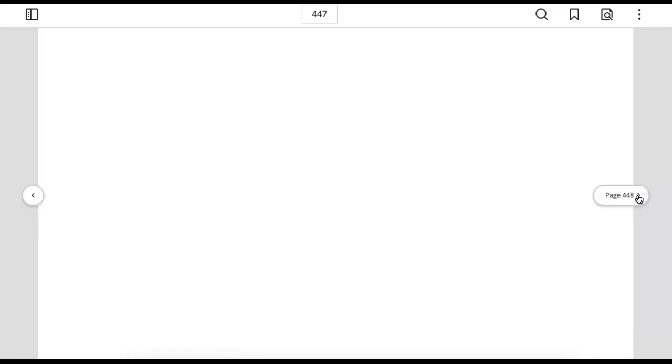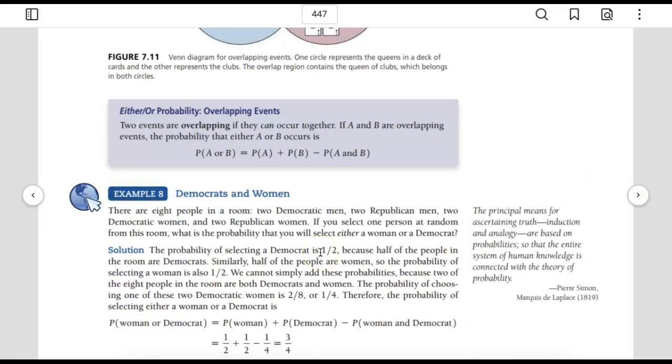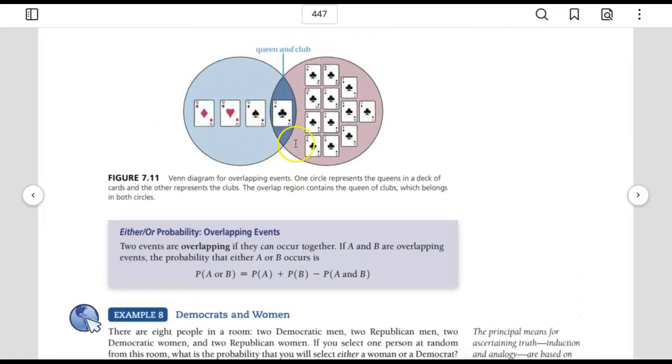And on the next page, we see the formula for finding the probability of overlapping events. Notice that it starts off similarly. The probability of A or B is the probability of A plus the probability of B, but we must subtract the probability that A and B occurs. And again, I like the diagram that's above it because the reason we're subtracting is because of that overlap.